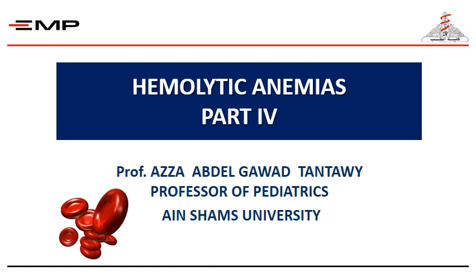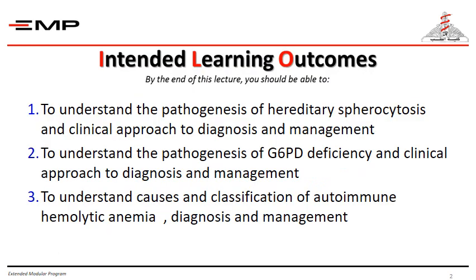In the next slides, we are going to go over other common hemolytic anemias in pediatrics, especially hereditary spherocytosis as an example of a membrane defect, G6PD deficiency as an example of the common enzymatic defect in red cells causing hemolysis, and autoimmune hemolytic anemia as the common immune hemolytic anemia in pediatrics.